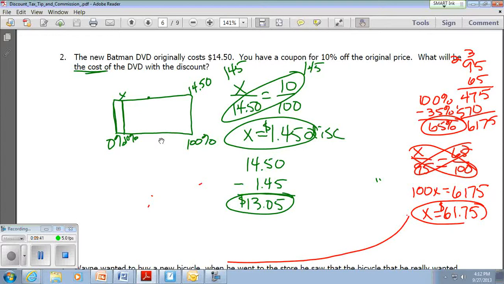All right, so try the percent bars. Use the percent bars to set up your proportions. And don't forget, you can also use the multiply by the decimal equivalent every once in a while if you're just looking for the percent of a number. So keep that in mind and do some practice.